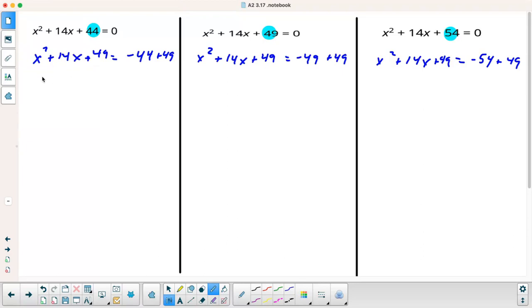So when I factor this, it's going to be x plus 7 squared. 7 times 7 gives me 49. 7 plus 7 gives me 14. And then I add these. So this is going to be the exact same thing again because the left side's the same.